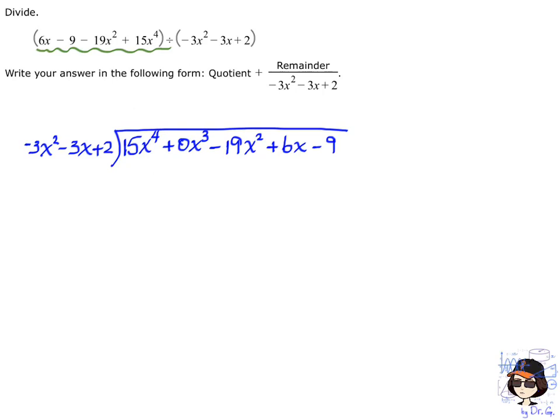So when you're skipping a term, you really do want to insert a placeholder. It's really, really necessary. It's going to help you. Otherwise, you're going to get confused and not know what to subtract from what. So always have a placeholder if there's no term of a certain degree.